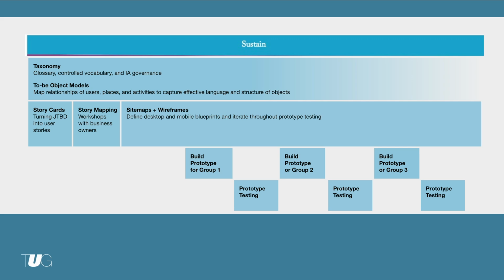Here's an example of how a sustain phase might play out in this context. As shown in the top work stream, the taxonomy work, such as finalizing a controlled vocabulary and governance process, is happening throughout the phase, as is work to update the object models to reflect the future state. In parallel, jobs to be done are expanded into story cards, and the skeleton of a journey map worked out in synthesis is used as the spine for a story mapping exercise with business stakeholders to work out the details of the final design. These are then turned into site maps and wireframes, which are then evaluated through prototyping and testing. This is very similar to what we did in synthesis, but at an increasing level of detail.